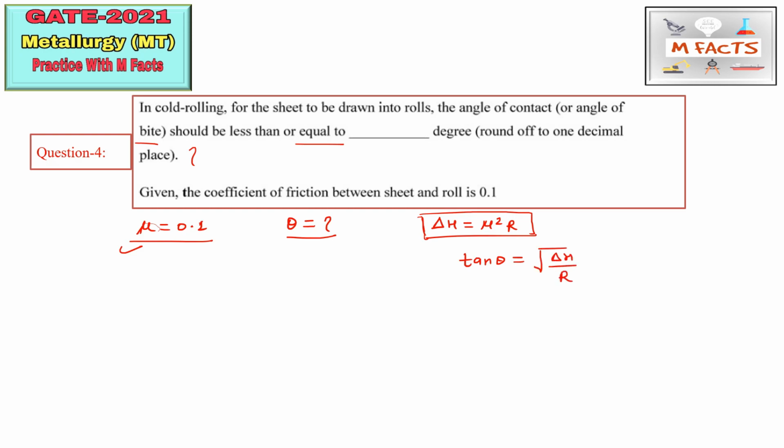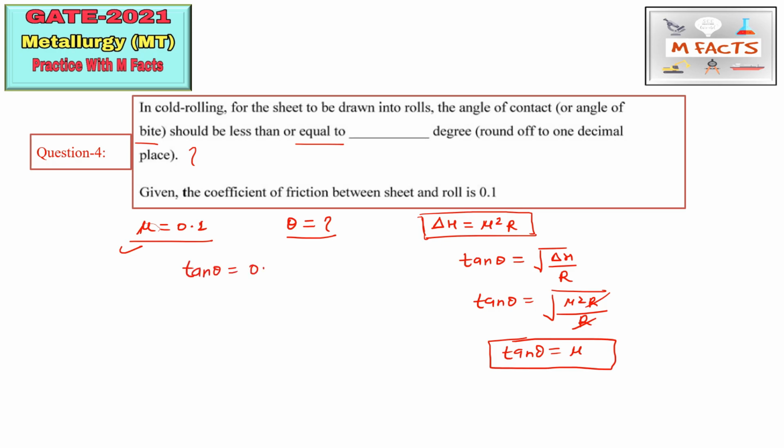So from here, if you put this delta H value, you will get directly from here delta H, so mu square by into R by R, so R will cancel, and this tan theta will be equal to mu. Okay, so from here you put this mu value directly and you will find the tan theta value. So tan theta is equal to 0.1, and this theta will be equal to tan inverse 0.1.